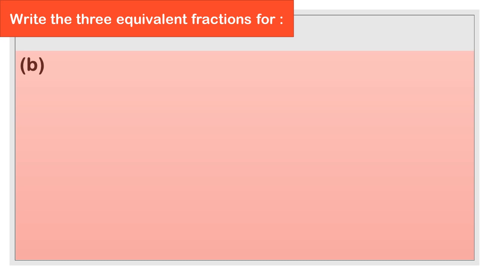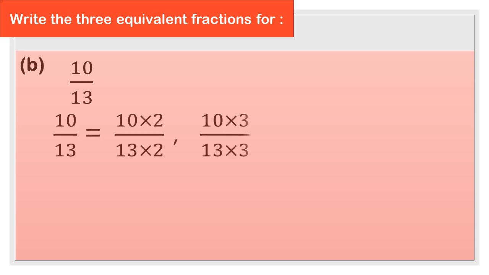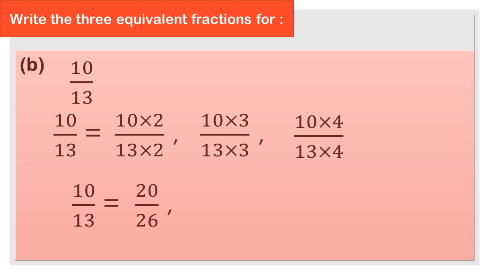Question number B. Write the three equivalent fractions for 10 upon 13. First, multiply numerator and denominator by the smaller number 2, then 3 and then 4. Do the multiplication. 10 2s are 20 and 13 2s are 26. So the first fraction is 20 upon 26.